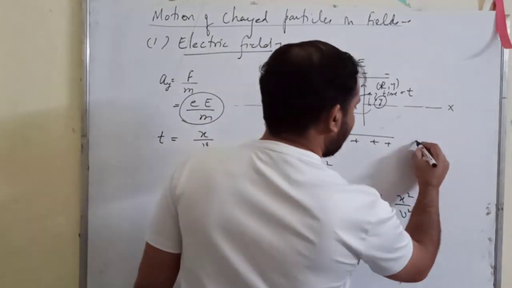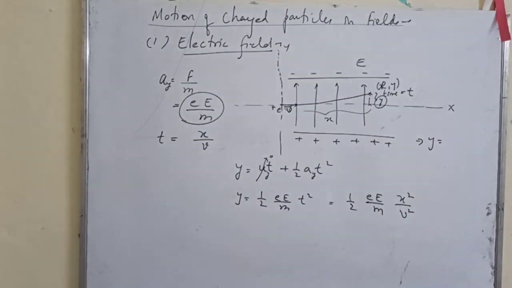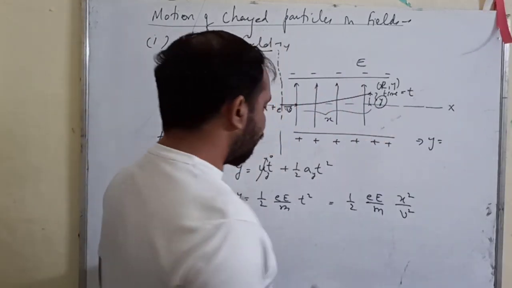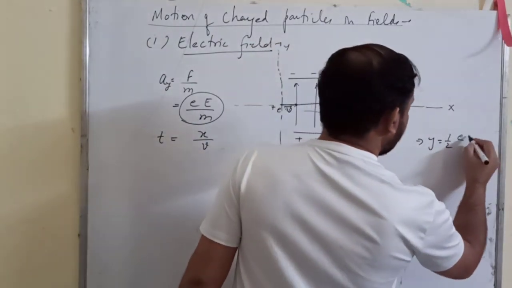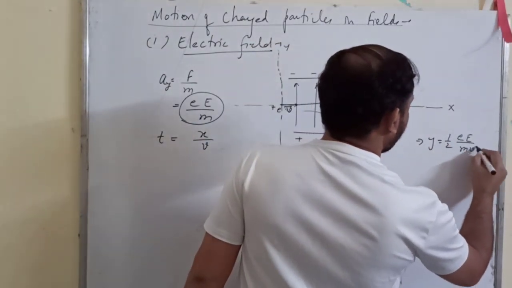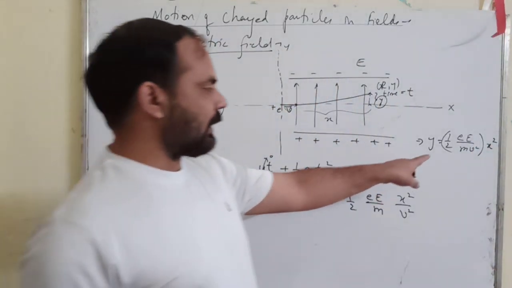So from here you can write y is equal to half e upon mv square into x square. Now look at this condition.